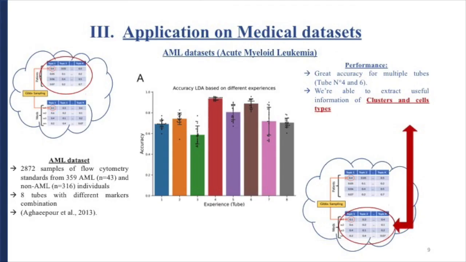So now we identified the ground truth on simulated data, and we decided to apply our method on medical datasets. First, we applied it on the AML dataset, which is the acute myeloid leukemia one.